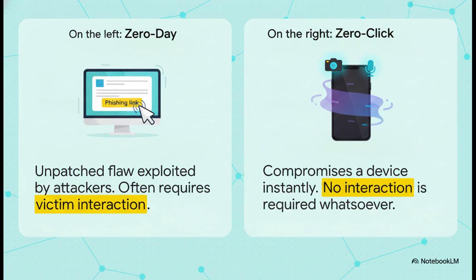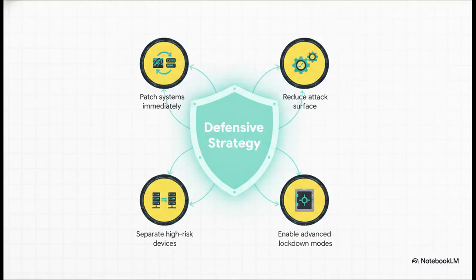But on the right, we have the genuinely terrifying reality of a zero-click attack. This compromises a device instantly. You do not have to interact, you don't have to click a link or tap a message whatsoever. A malicious hidden message is just processed by your phone in the background, and suddenly, without you ever touching it, the attacker has full control of your device's camera, microphone, and data. Because we're up against zero-click threats, simply telling users, hey, don't click bad links, is completely useless now.